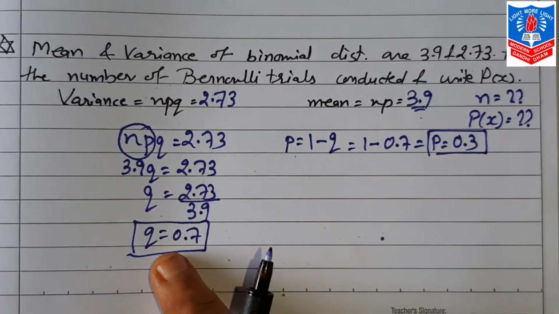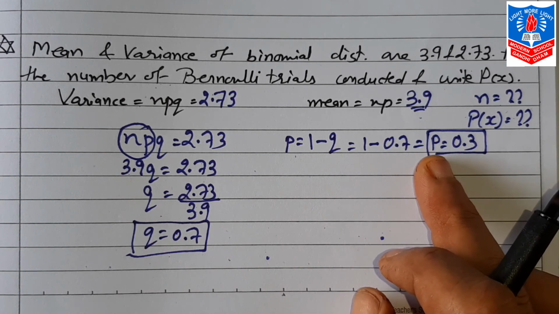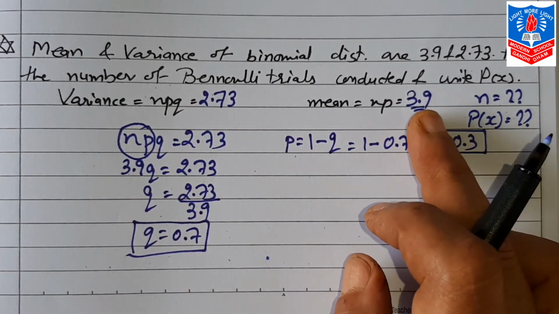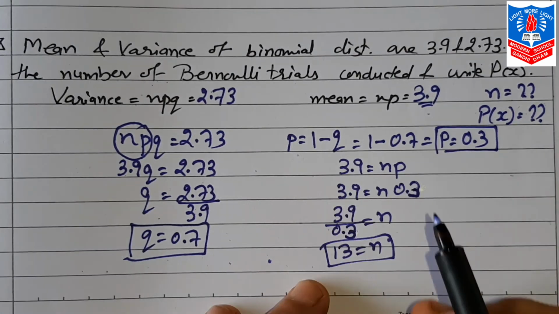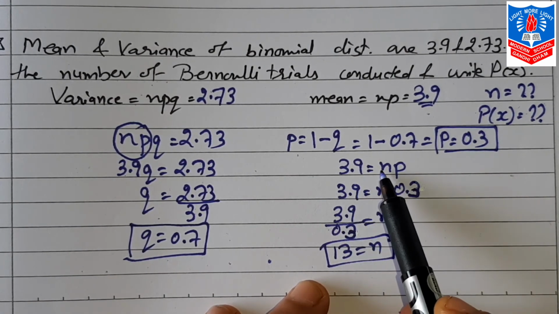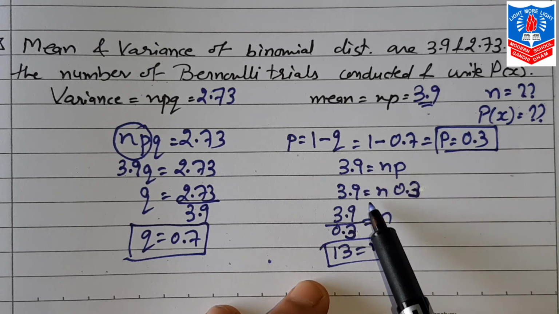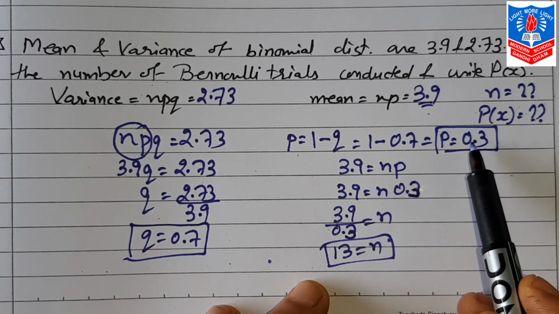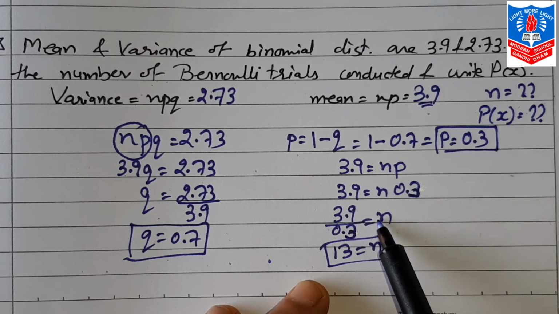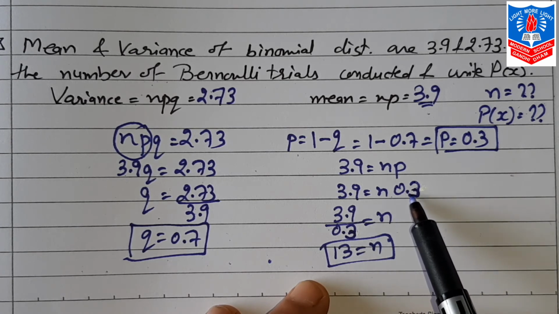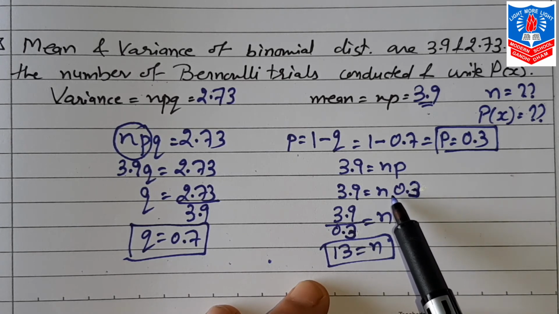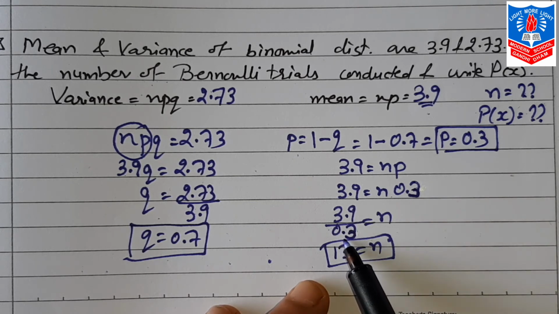Now the p value and q value, these two values are with us. We can put any of these two formulas and we can find the value of n very easily. So np is equal to 3.9. The n value is missing, p is 0.3. So this n will be 3.9 divided by 0.3, because this n with 0.3 here is in multiplication. If we change the side, it will be in division. So 3.9 divided by 0.3 is 13. So in that case, the value of n is 13.